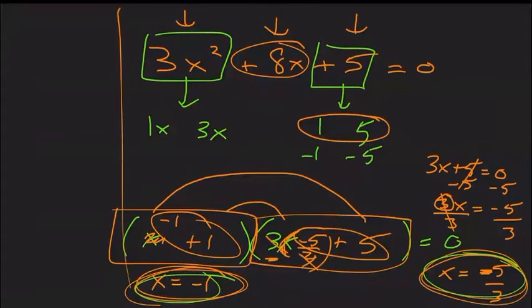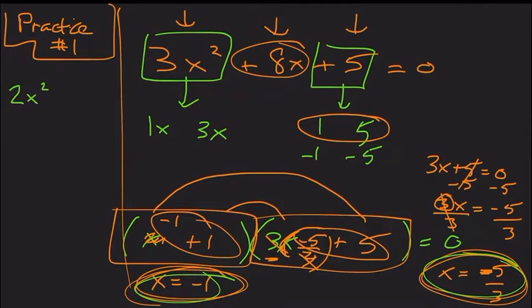Let's go ahead and try a practice problem. Let's say we have 2x squared plus 5x plus 2 equals 0. So let's go ahead and pause the video and give this one a try. 2x squared plus 5x plus 2 equals 0. All right, so let's have a look.